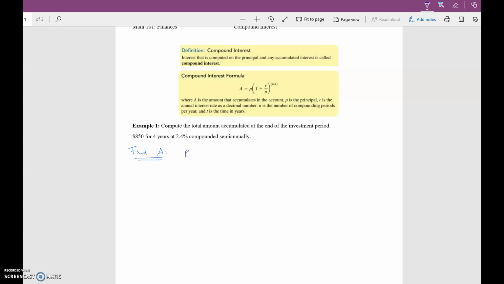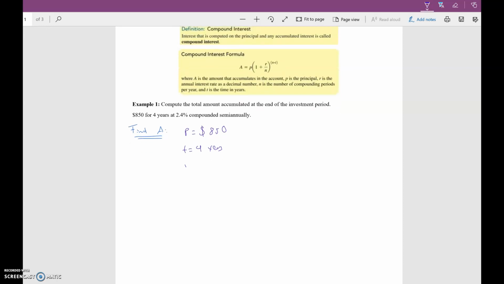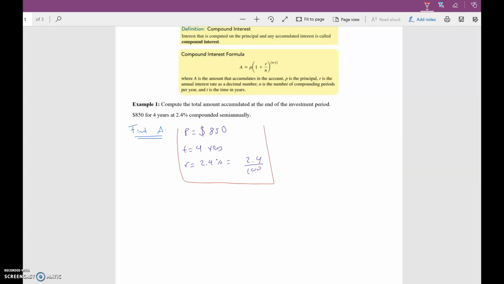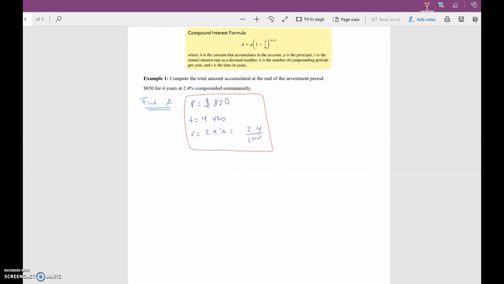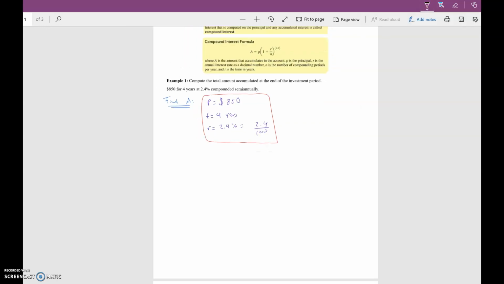So we have the principal. The principal happens to be the $850 that is invested. T is equal to 4 years. And then we're going to be using R is equal to 2.4%, or 2.4 divided by 100. So this is what we're going to be using in our formula. For this particular one, they just want to know how much money is accumulated at the end of this investment. So all that we're going to do is plug into the formula.